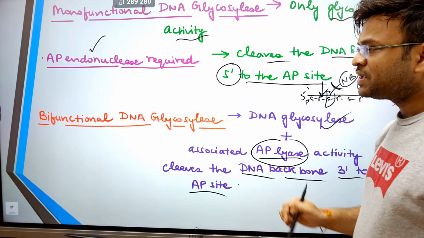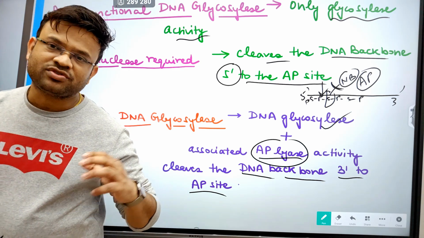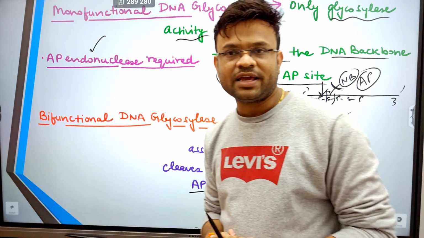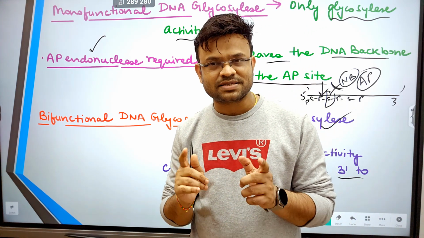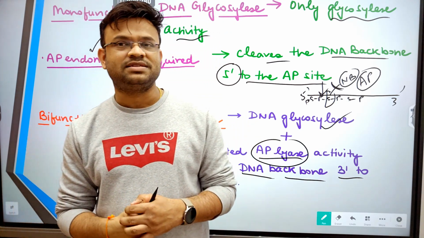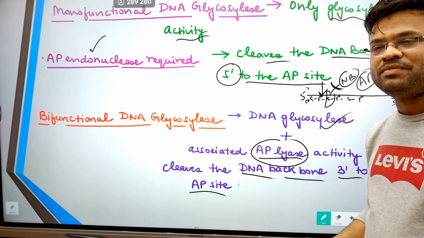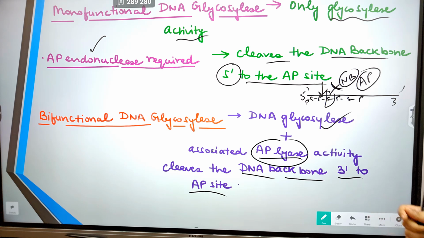Remember, if a bifunctional DNA glycosylase is present, the cleavage would be at the 3 prime end, and if the monofunctional DNA glycosylase is present, the cleavage would be at the 5 prime terminal of the AP site. This is the basic difference, and you should have it in mind because this can be asked in the CSIR NET examination. This is a minor difference, but again, it can create a major impact. So this was about the monofunctional DNA glycosylase and bifunctional DNA glycosylase. You can take an image of this so that we can move forward.